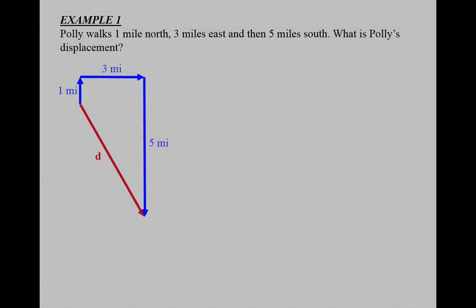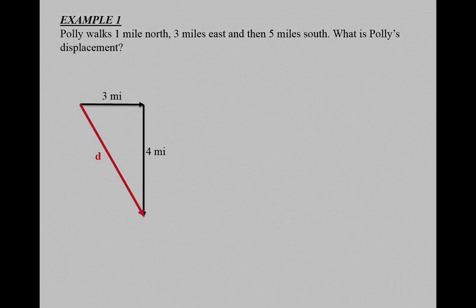Now, we know that she's walked 3 miles to the east, but she's walked a net of 4 miles to the south because she went 1 mile up and then 5 miles back down. So we can simplify the problem, and we know that she's only gone 4 miles to the south total. That creates a nice right triangle that's easy to work with.